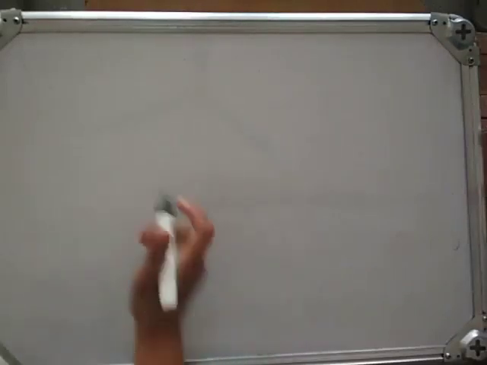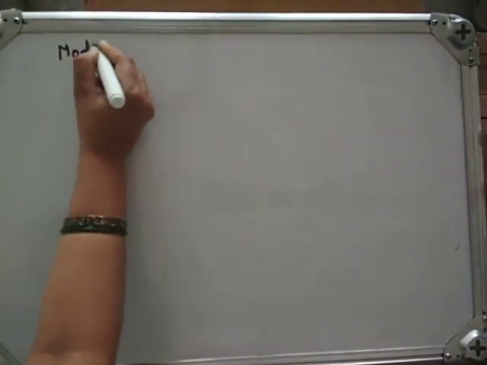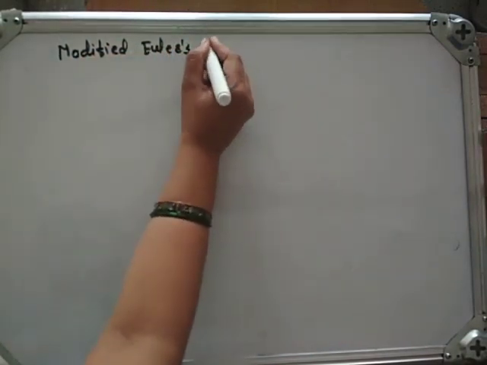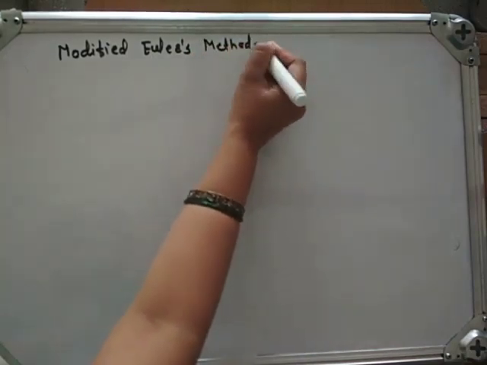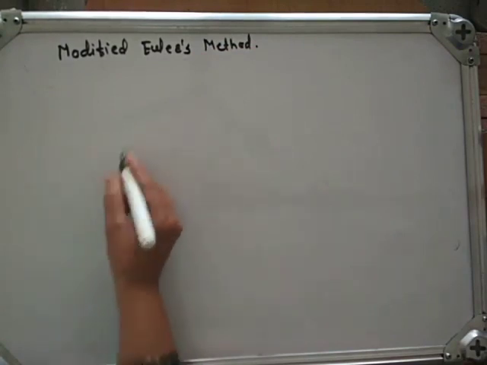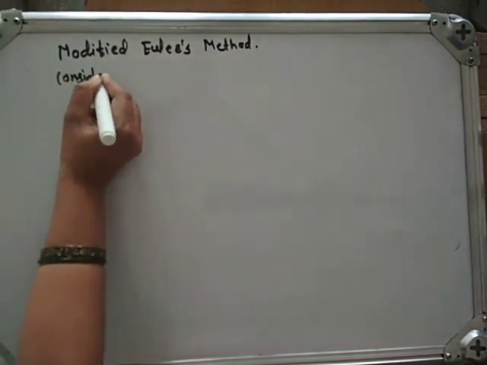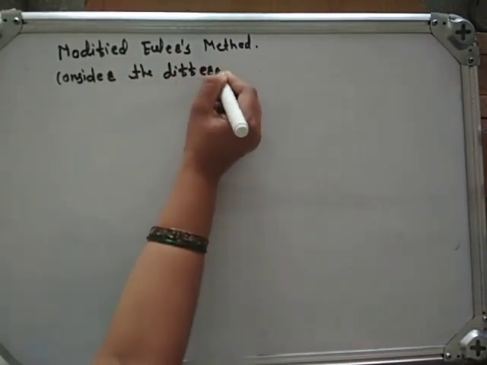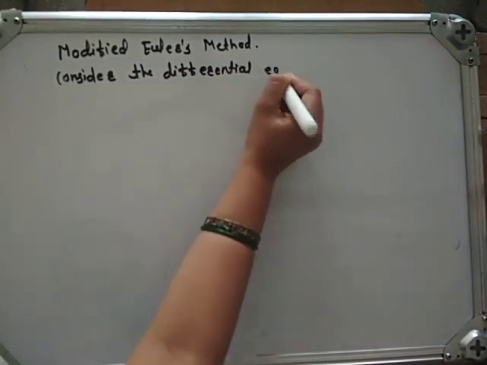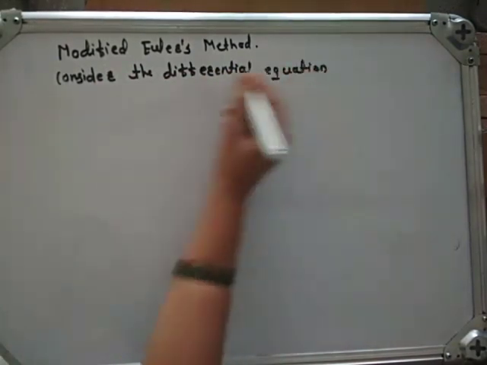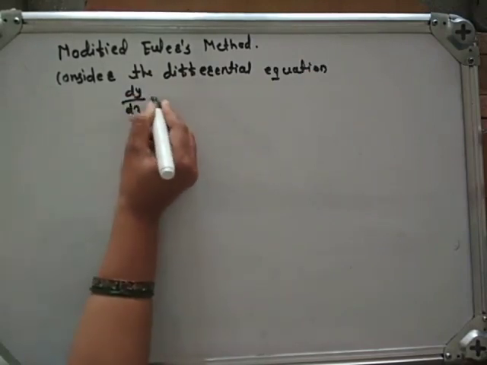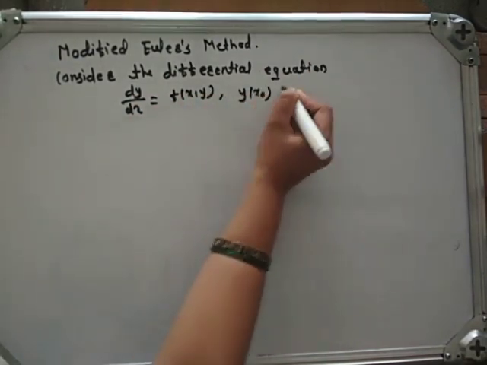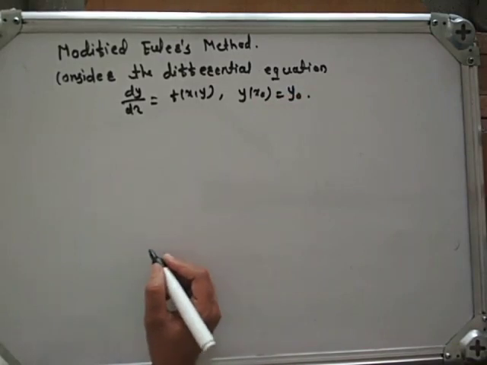Students, in this video we are going to see the modified Euler's method. In the previous video we have seen Euler's method. Consider the differential equation dy by dx is equal to f of x, y, with y of x0 is equal to y0.